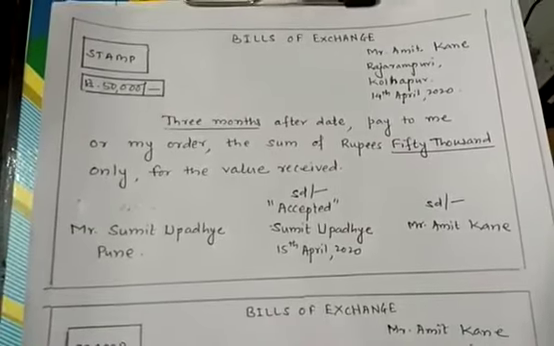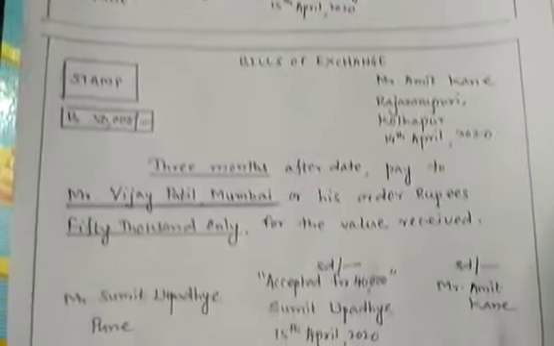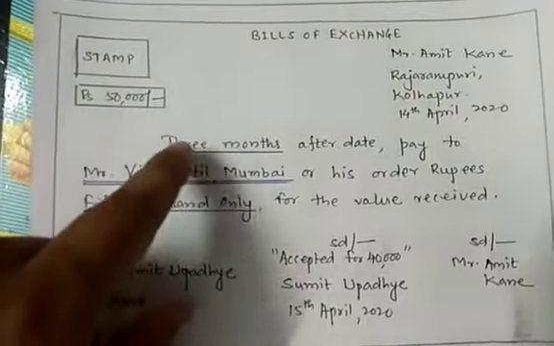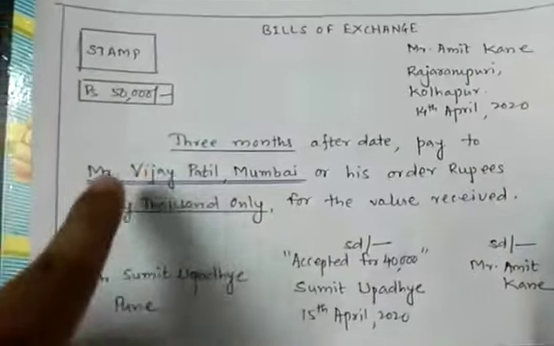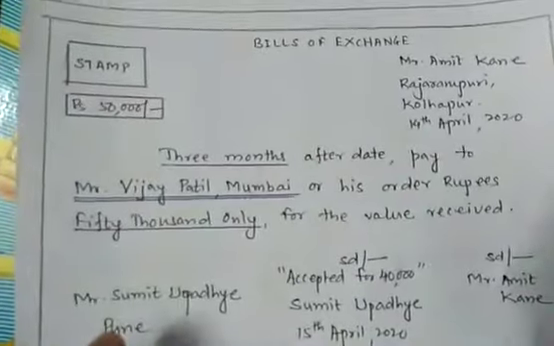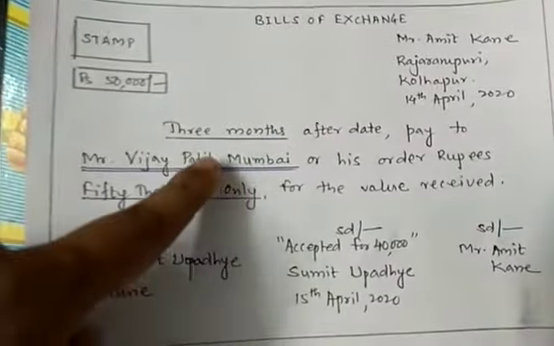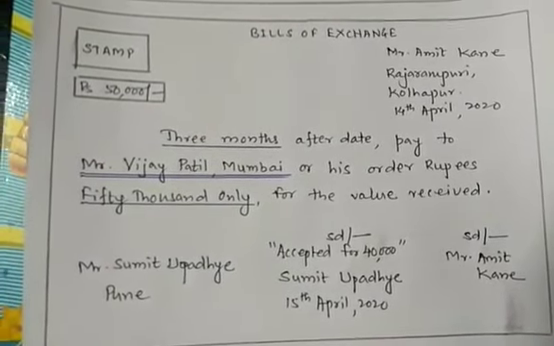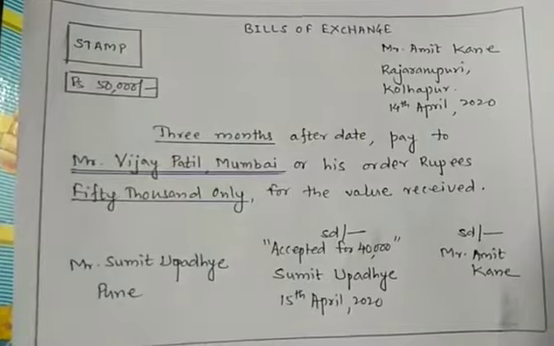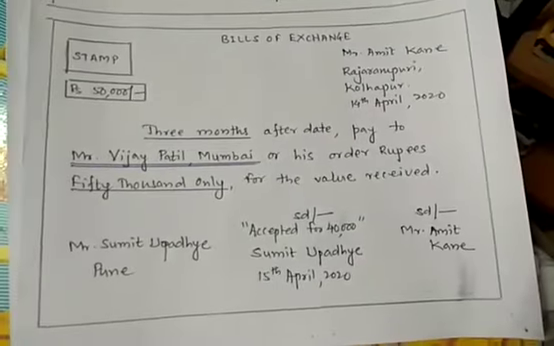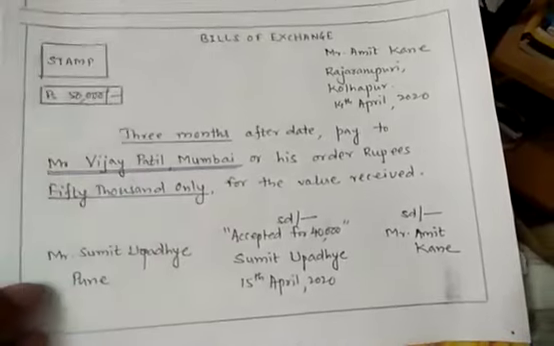In case there is a payee, then the same bill of exchange will be just modified with the name of the payee. 3 months after the date, pay to Mr. Payee's name or his order. The drawer remains the same. In addition to that, one more third person comes. He is called the payee. Mr. Drawer wants the amount to be paid to Mr. Vijay Patil. So he gets the amount. He becomes the payee. With this, I hope you have understood the format of a bill of exchange.